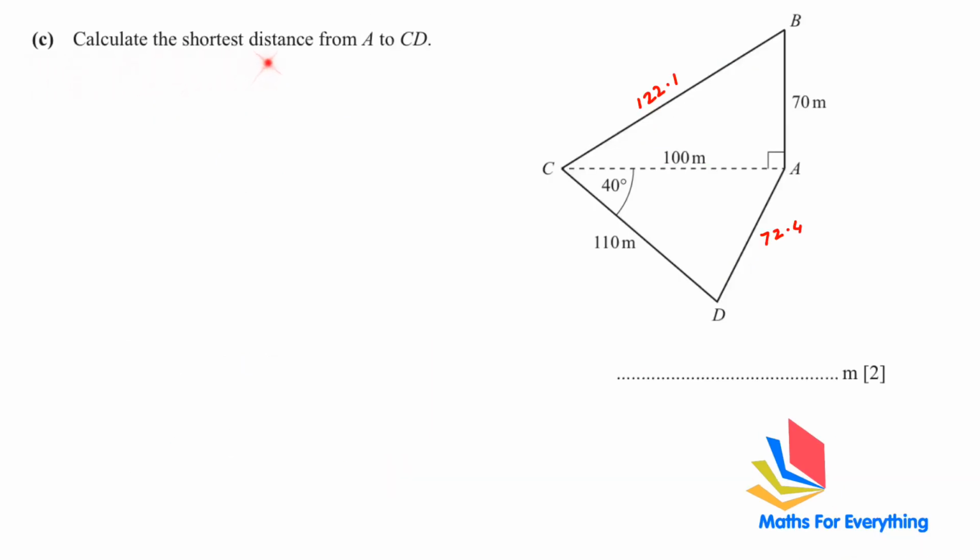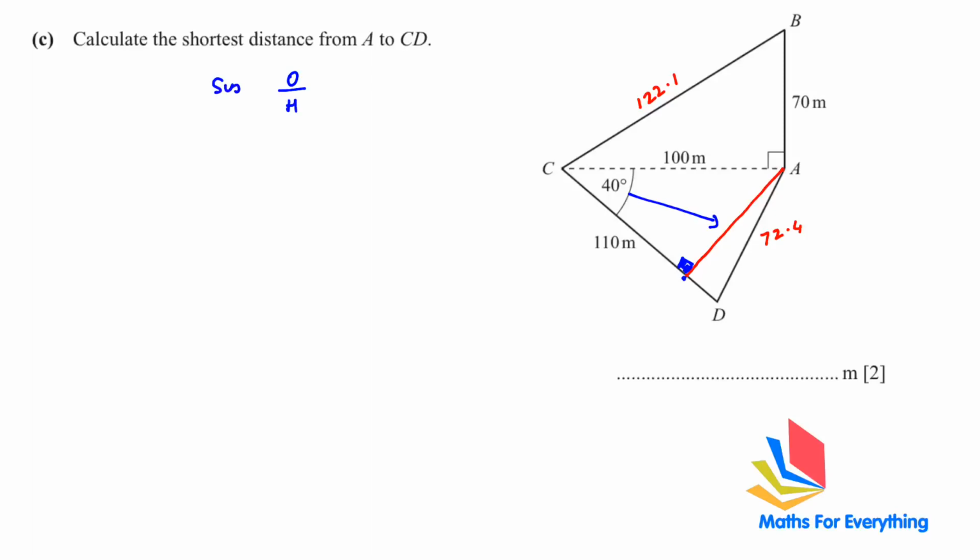Part C, calculate the shortest distance from A to CD. The shortest distance is always the perpendicular distance or perpendicular height. So if we draw a line here, this is the perpendicular height. So this is going to be 90 degrees. And you want to find the distance from A. It's a right angle triangle. If you want to find this side that is opposite, and the side opposite the right angle is given to you, it means you have the hypotenuse.